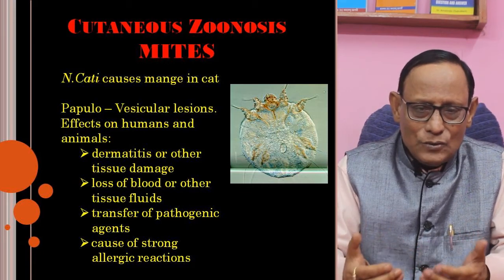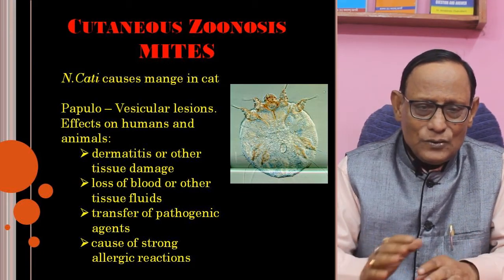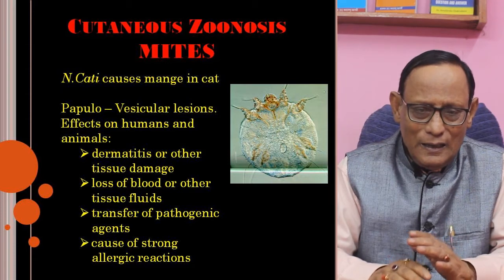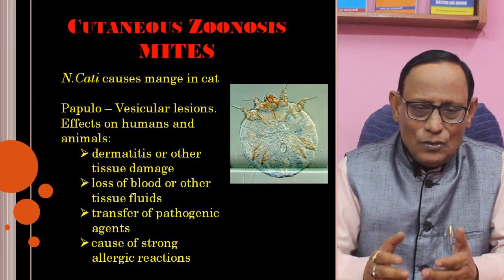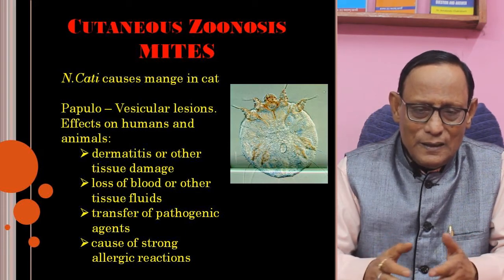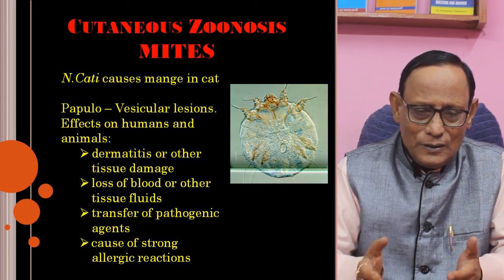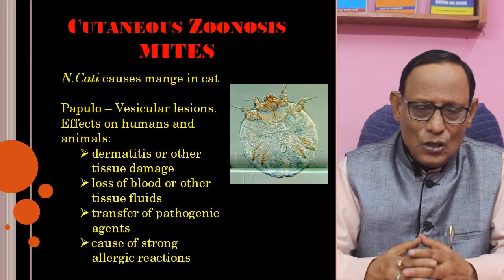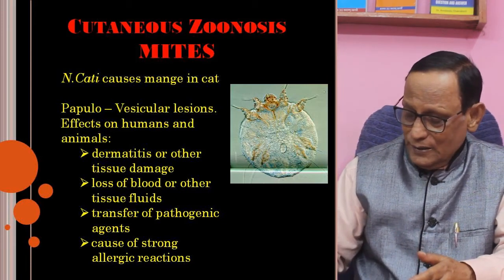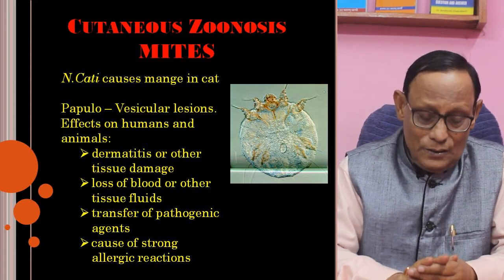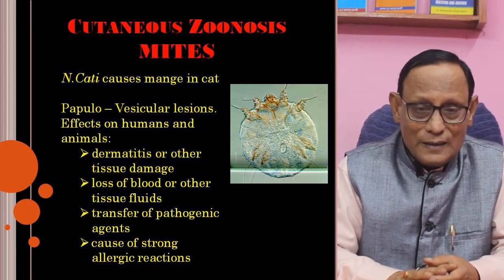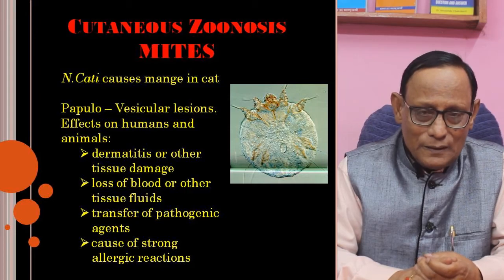It creates papulovesicular lesions, affects the hands and animals, causes dermatitis or other tissue damage, loss of blood or other tissue fluids, transfer of pathogenic agents, and a strong allergic reaction or itching, very much itching. Itching is very, very common in case of Notoedres cati or Sarcoptes minor.